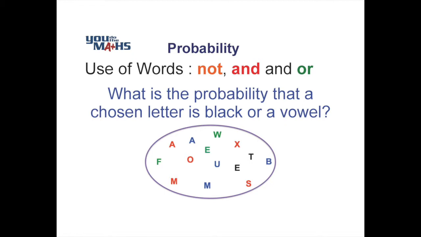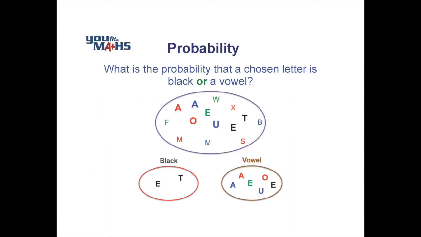Let's do like we did beforehand, and we'll just look at the black letters in isolation first and the vowels, and then we'll see if we can group them based on the word or. So we can see that the number of black letters is just 2. There's only E and T that fit that particular group. In the bottom right hand side of our diagram, we've got all the vowels, and that's the same as we had beforehand. There are 6 of those: A, O, A, E, E, and U.